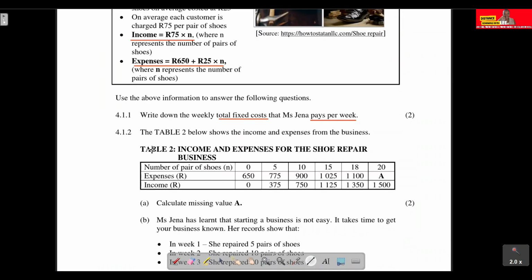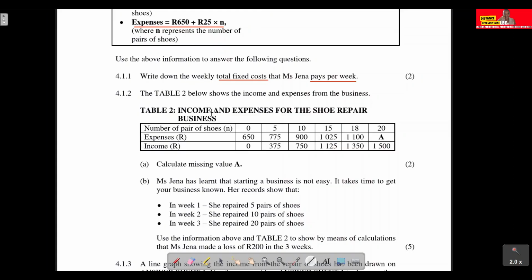Question 4.1.2. Table 2 below shows the income and the expenses from the business. So we are given table 2 and it says this is the income and expenses for the shoe repair business. The top row gives us the number of pairs of shoes. The second row gives us the expenses for those shoes. And the third row gives us the income that Miss Jenna gets from selling those shoes.